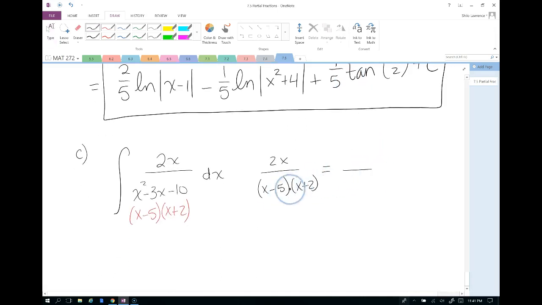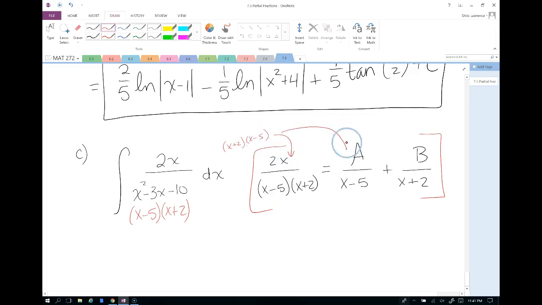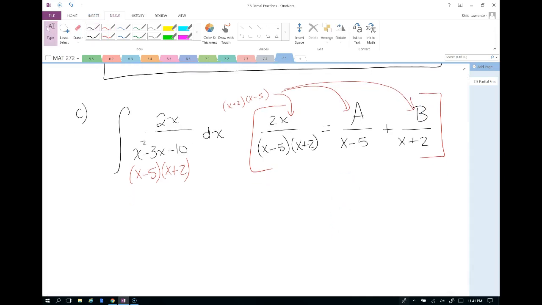So I've got two different linear factors. They're each going to get their own fraction, and because they're linear, their numerators will be constants. We'll go ahead and multiply through by that original denominator on all three fractions. And after we cancel everything we possibly can, we'll be left with 2x equals a times x plus 2 plus b times x minus 5.